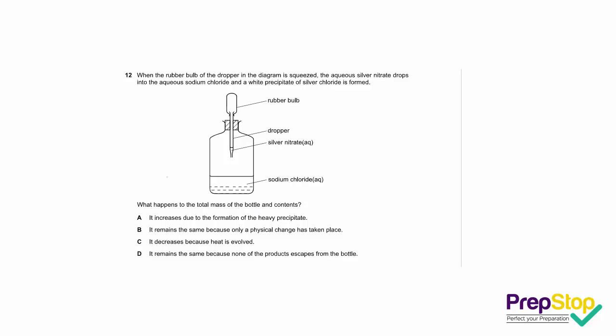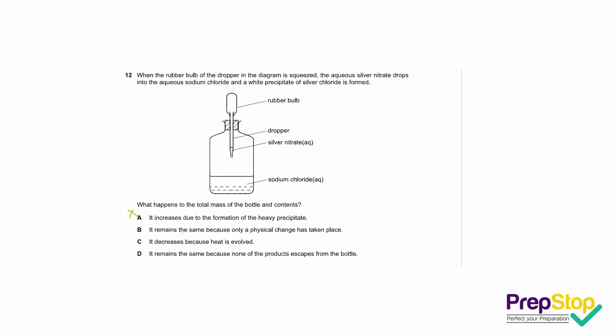Option A. It increases due to the formation of the heavy precipitate. However, we see that there is no increase in mass because the precipitate is made from the given mass of the silver and the chloride ions. Hence, option A is incorrect.